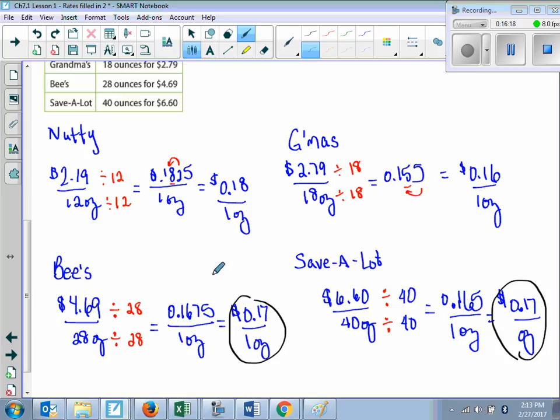So, if we look at this, well, actually, there's not really that big of a dilemma because we still have another price that's cheaper than that, right? So, if it was only the 17 cents, then we would look at the unrounded version. So here, between Save-A-Lot and Bees, which one is cheaper? The Save-A-Lot is cheaper. But out of all four of them, which one is cheapest? Grandma. Very good. Did everybody understand what I just said?